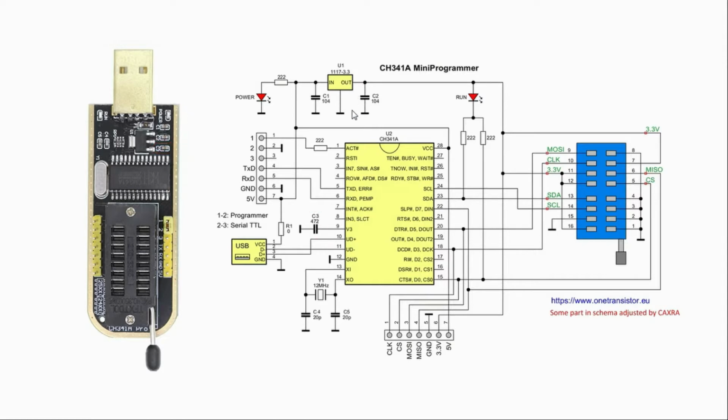Pin V3 of IC CH341A is a power pin that must be connected to ground with a coupling capacitor of 4.7 nanofarads. Capacitors C4 and C5, each of 20 picofarads, are mounted on pins 13 and 14, or legs, for the Y1 crystal input and output. Crystal Y1 is a 12 MHz oscillator.